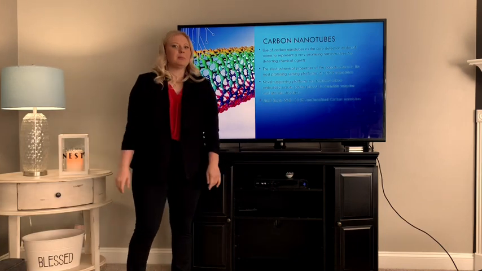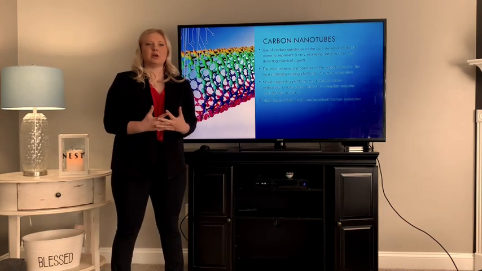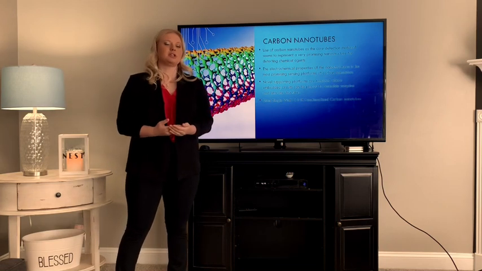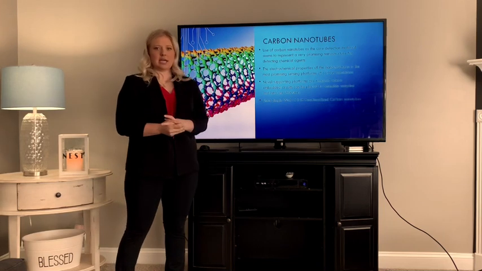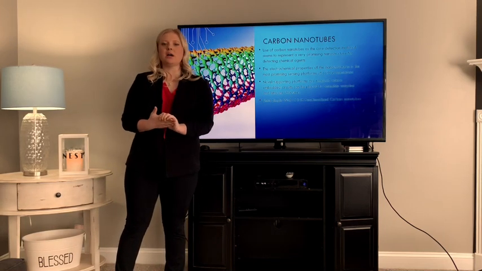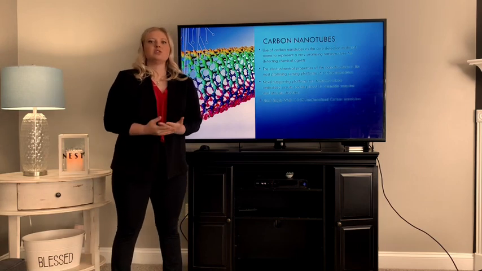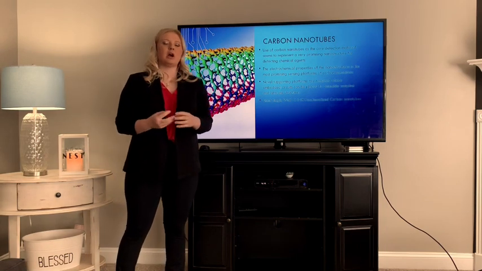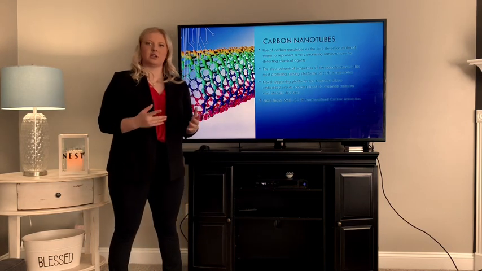To give you a little bit of background about carbon nanotubes in general, carbon nanotubes are really just a small scale version of carbon. The reason that they are used for detecting is because of their electrochemical properties. So the actual structure of carbon nanotubes works really well in detection with these other functionalized groups.